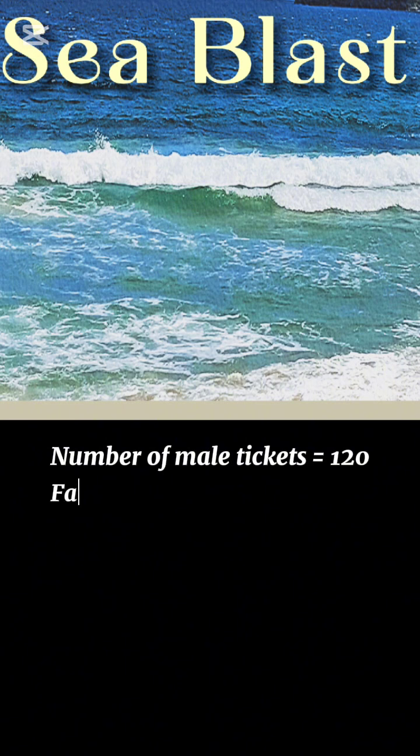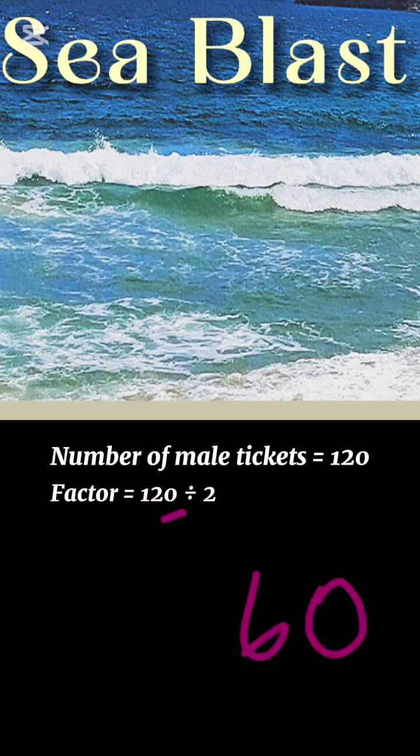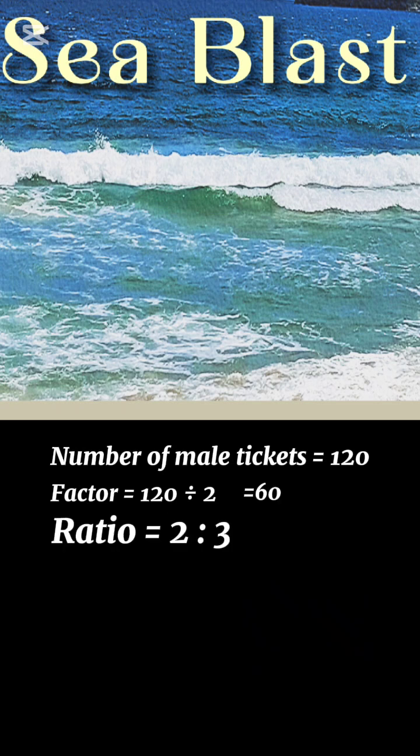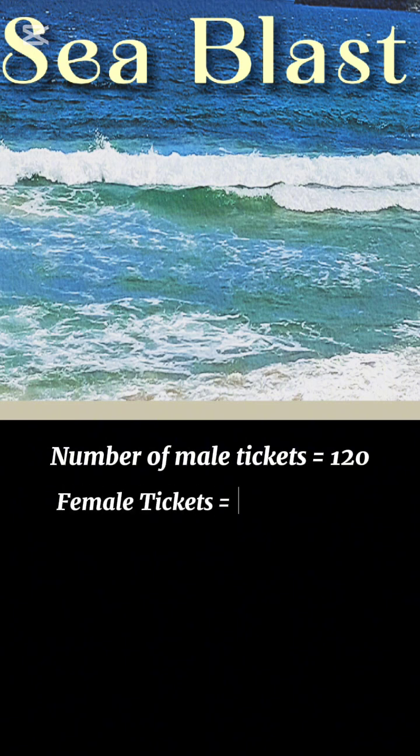To determine the total attendance, we first divide 120 by 2. A nice shortcut here for mentally dividing this number: divide the non-zero digits in 120 by 2. 12 divided by 2 is 6. Next, add a 0 at the end of this number and we get 60. That tells us the factor to multiply the female part of the ratio by. Using this factor, 3 by 60 will tell us the number of female tickets sold.